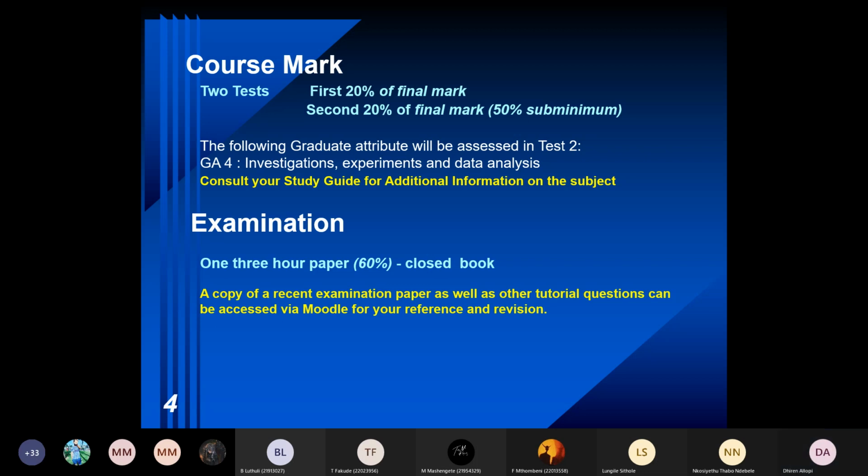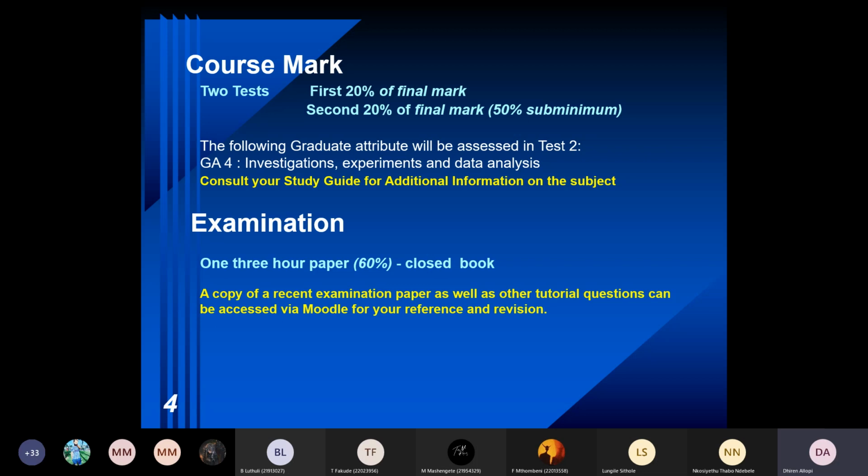So that's basically in terms of the assessment. Examination: at this stage we are looking at an on-site exam, like your test, a 3-hour exam that will constitute 60%. It's a closed book exam. An annexure will be attached to the question paper, and if you go onto Moodle, you will see a copy of the annexure on Moodle.